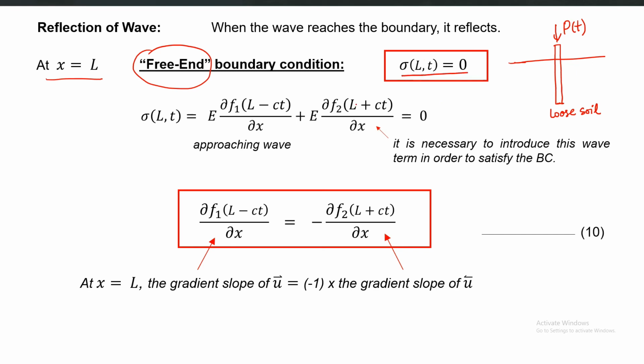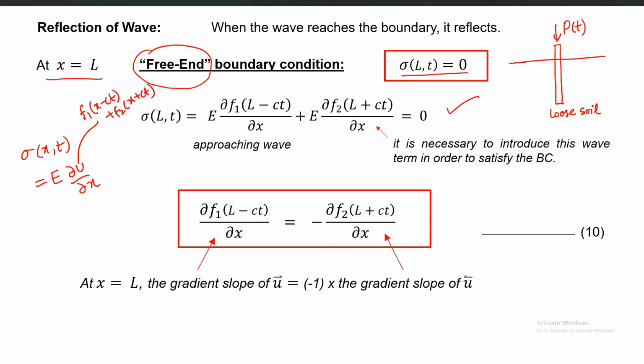So let's put sigma equal to 0 at x equal to L. We have already derived this expression, which simply says that sigma of x comma t is equal to E times partial u over partial x. And u, we have already assumed, has this form: f1 of (x minus ct) plus f2 of (x plus ct).